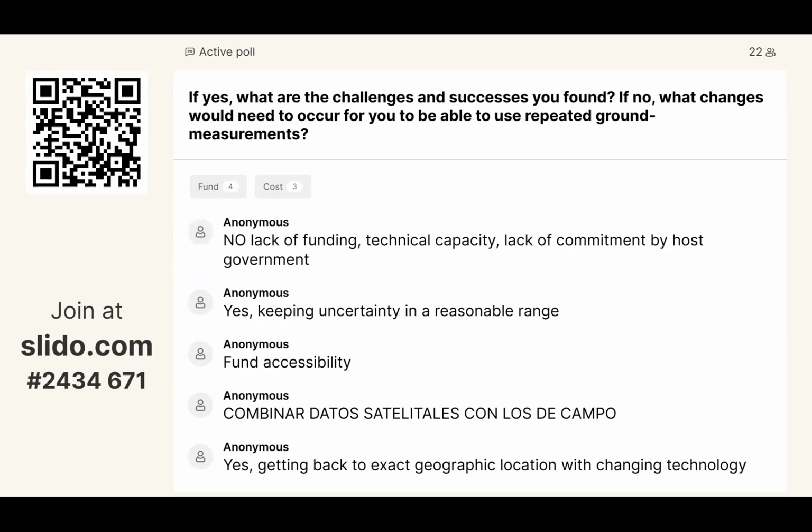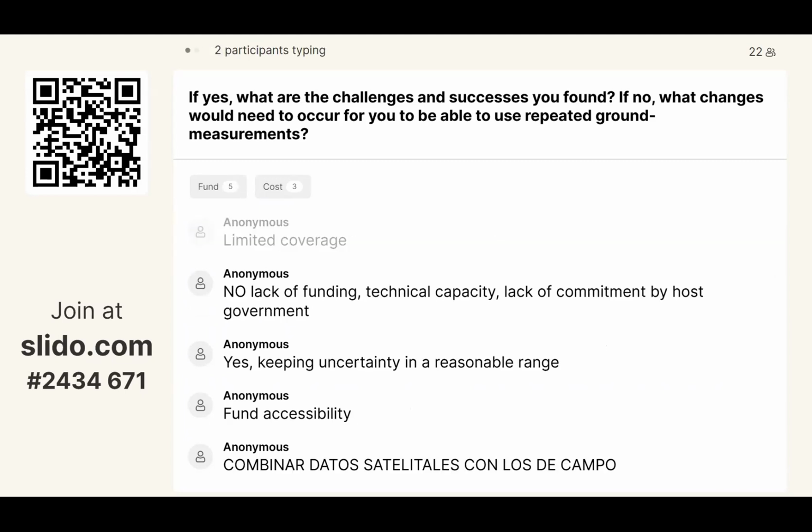Okay, we've got a couple more people typing. Lack of funding, technical capacity. Yep. So a lot of similar themes throughout several of these polls. One more person typing. I think this is the last of our third group here, and then we have that last little group of sort of overarching questions.